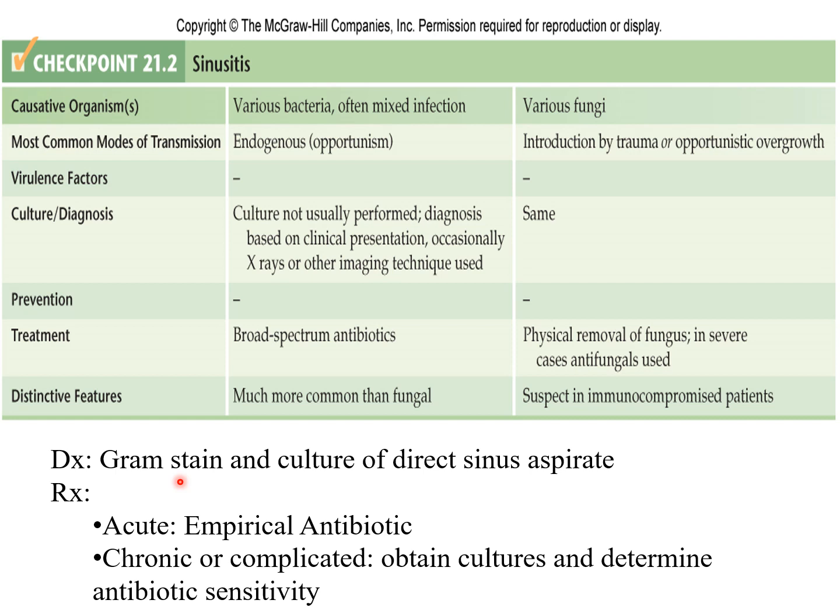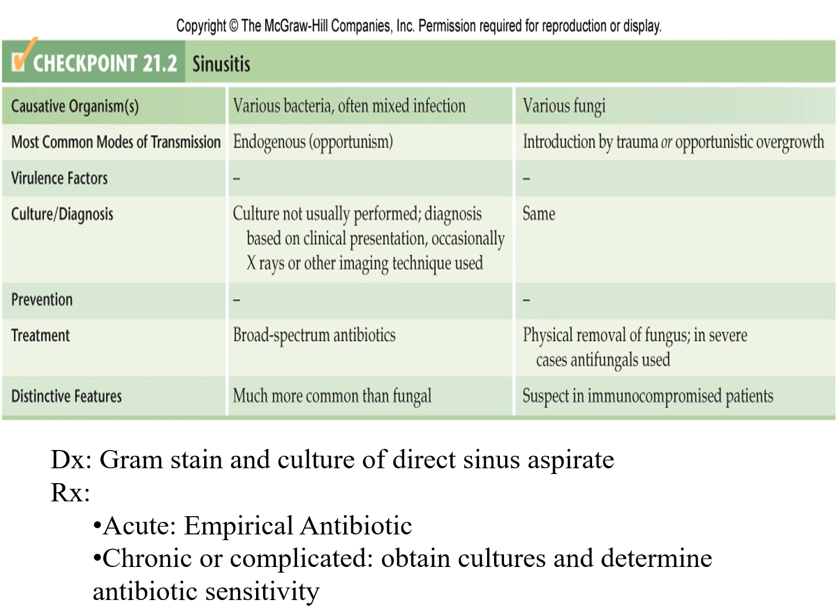So diagnosis: gram stain and culture of direct sinus aspirate. Treatment: in case of acute sinusitis, we might need to take a gram stain and culture of the direct sinus aspirate and send it to the lab. But during this period, we should not wait. We should start the patient on empirical antibiotic therapy.